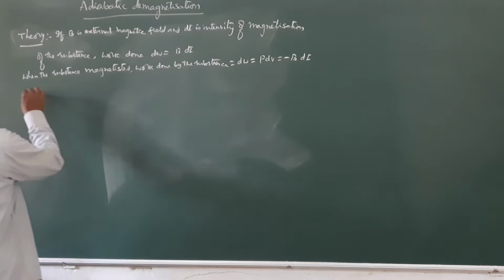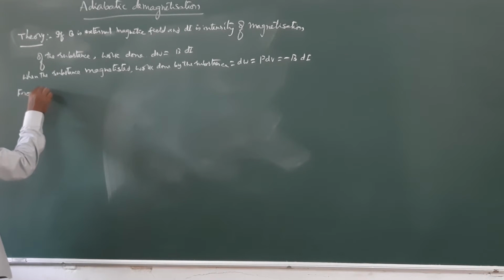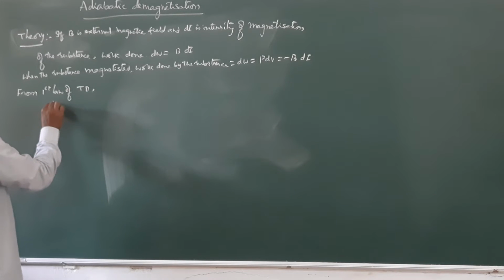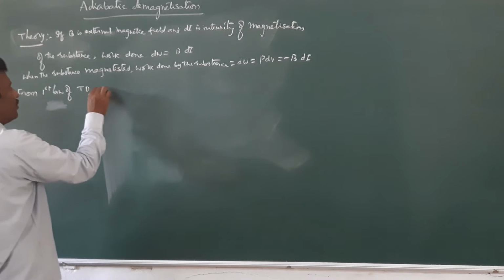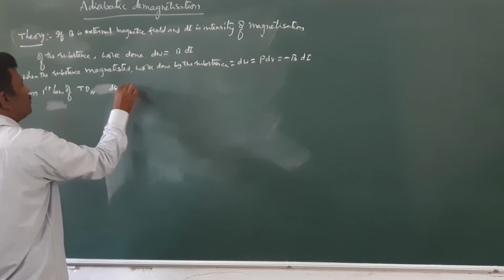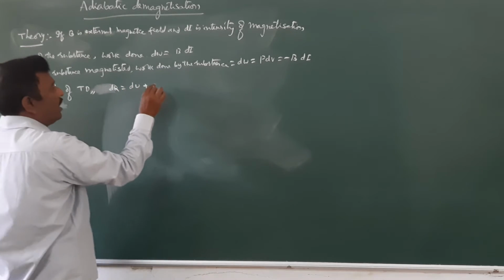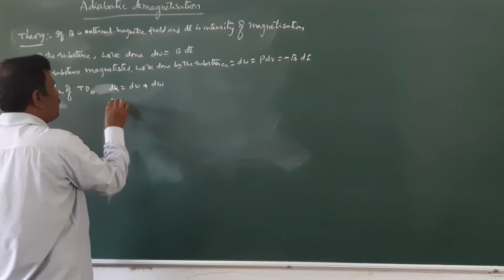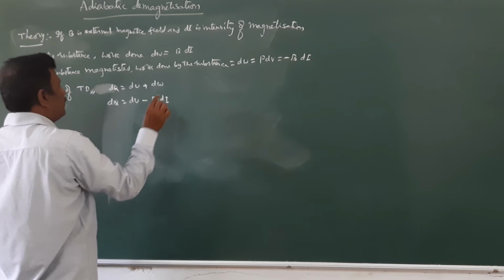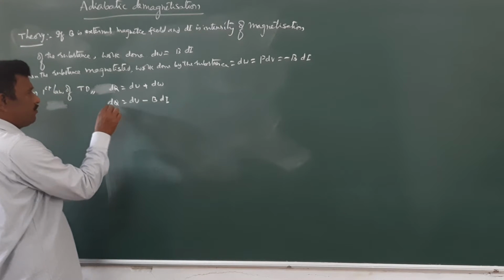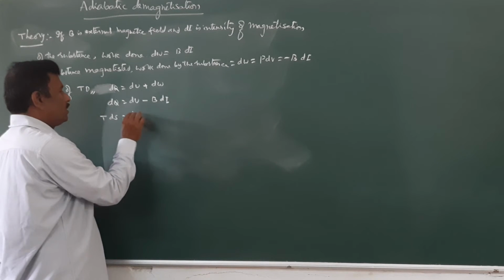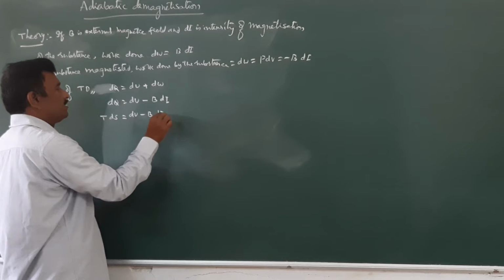Therefore, from the first law of thermodynamics, dQ is equal to dU plus dW. Therefore, dQ is equal to dU minus B dI. And dQ is equal to T dS according to the second law of thermodynamics, so T dS is equal to dU minus B dI.